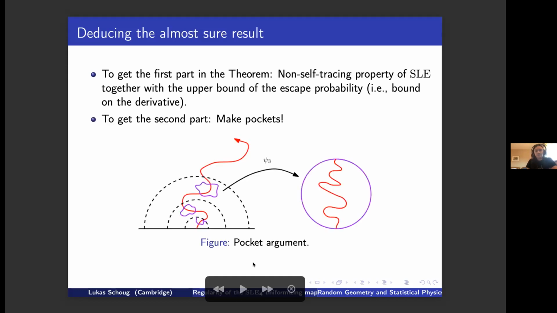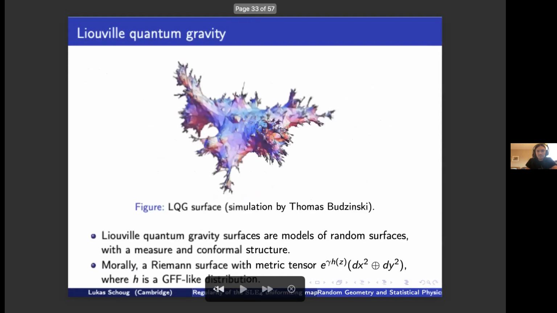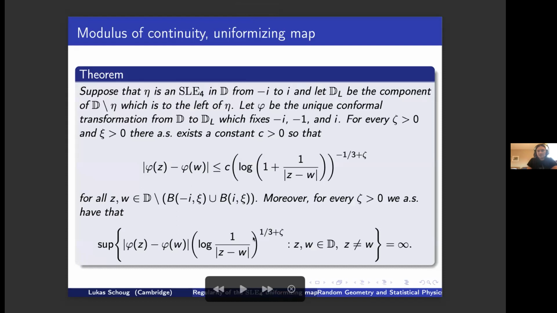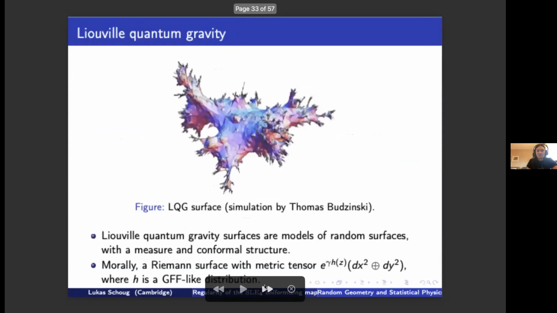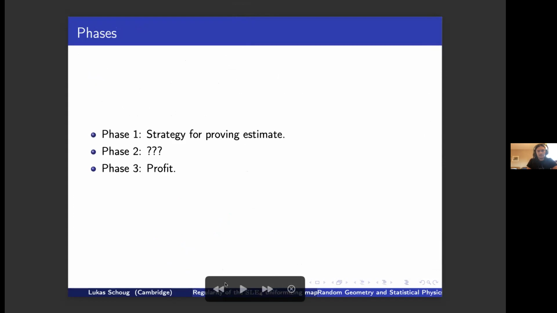And then to get the second part, you do a very classic pocket argument. So basically, you need to make sure that this should happen. So the second half is that you want this to happen almost surely. So you basically need to prove that with positive probability, it happens somewhere. And if you have that with positive probability it happens somewhere, and you do these pocket arguments, here.